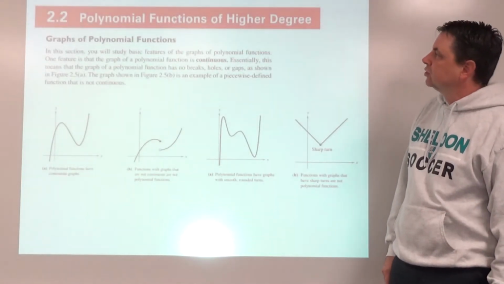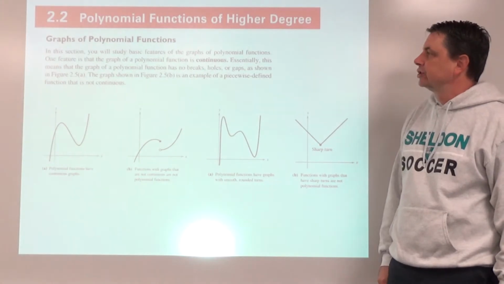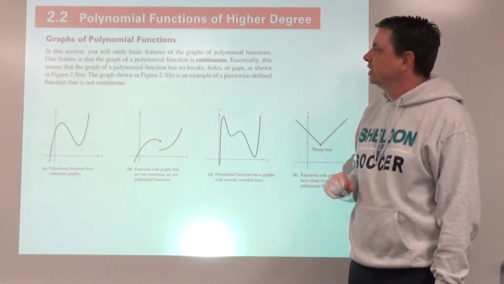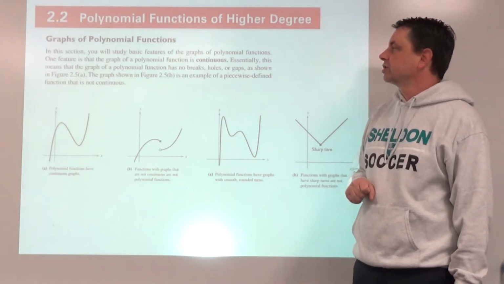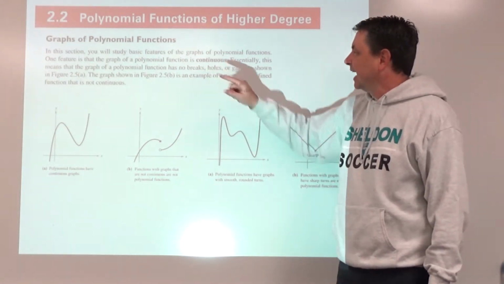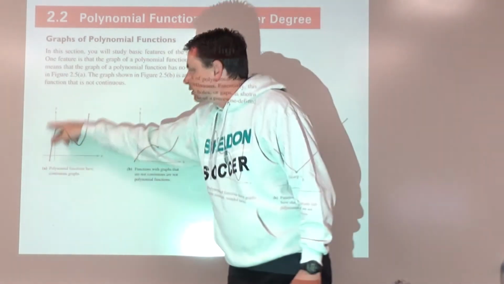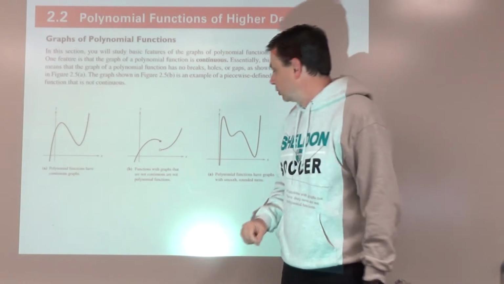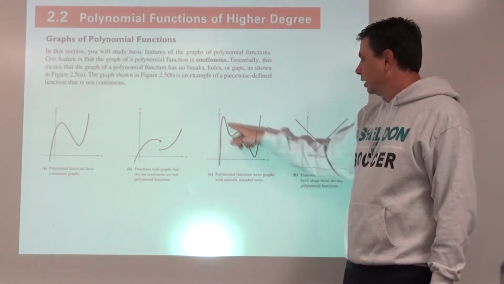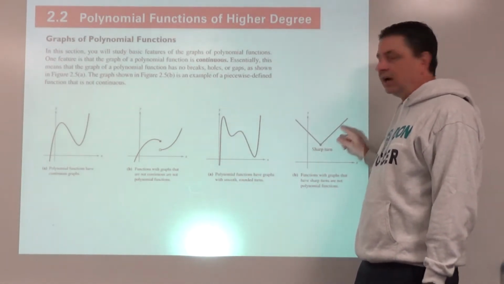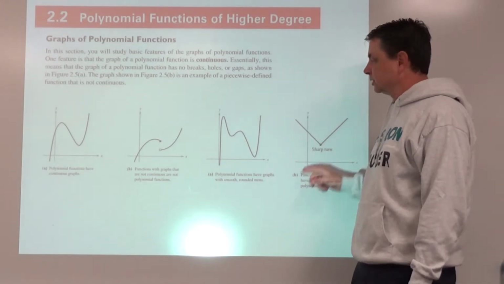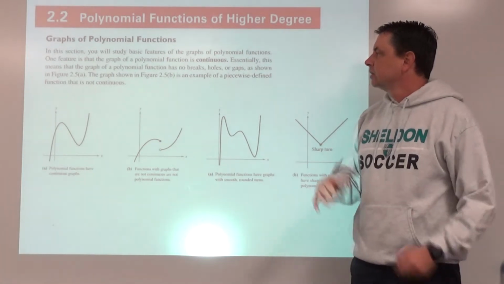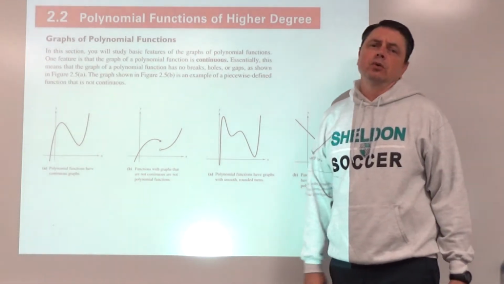This is lesson 2.2, polynomial functions of higher degree. Here, if we look through, it's going to talk about continuous functions. Polynomial functions are continuous, meaning they have no breaks, holes, or gaps. So polynomial, not polynomial as it has a break. Polynomial, nice and smooth. Not polynomial, straight edges. So polynomial, polynomial, continuous, smooth, and so on.